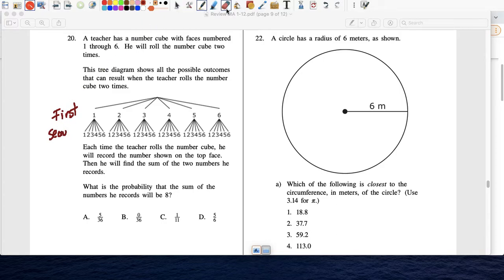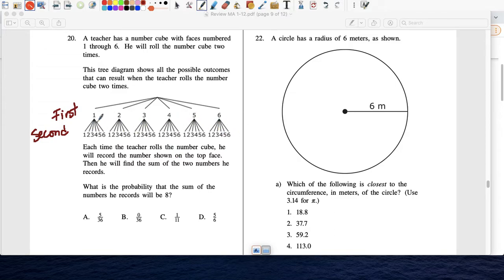So a tree diagram shows all the possible outcomes. If you roll a 1 on the first one, what can you roll on the second one? You can roll a 1, a 2, a 3, a 4, a 5, and 6. So you can get a 1 and a 1, a 1 and a 2, 1 and a 3, 1 and a 4, 1 and a 5, 1 and a 6, right? What if you roll a 2 on the first one? Well, then on the second one you can get a 1, 2, 3, 4, 5, 6. So you can get a 2 and a 1, 2 and 2, 2 and 3, 2 and 4, 2 and 5, 2 and 6, etc. So these are all the possible things.